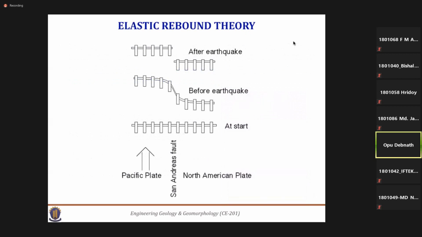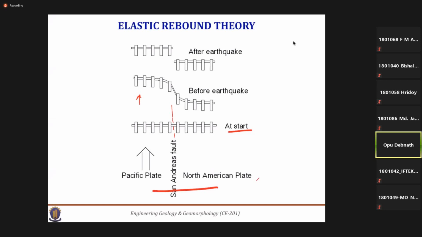So here is an illustration of the elastic rebound theory. Let's start from the bottom. In this figure, suppose the Pacific plate and North American plate. This is a fault line, and these two plates initially, at the starting, are in line. Before the earthquake, with the passage of time, these two plates are moving relative to one another. Suppose the North American plate is fixed and the Pacific plate is moving upward, in this direction. While it's moving along this fault line, the fracture will occur along this fault line.